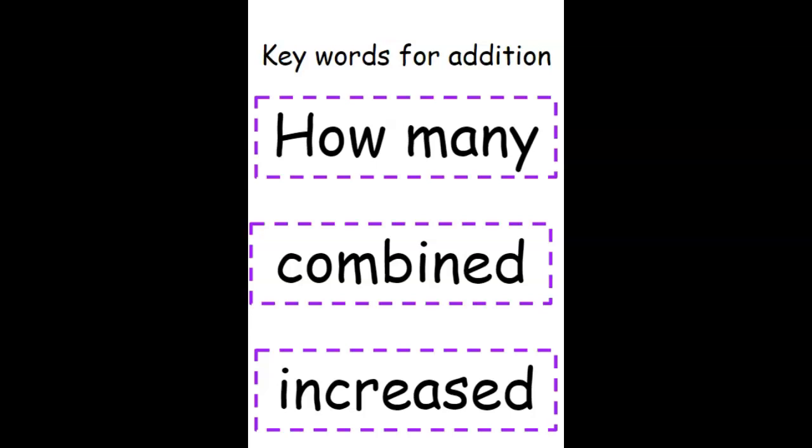Those words we're going to go ahead and put a square around so we can decide if we're going to add or subtract. Once we identify those key words, we're going to put off to the side an addition sign or a subtraction sign to help us solve the problem.